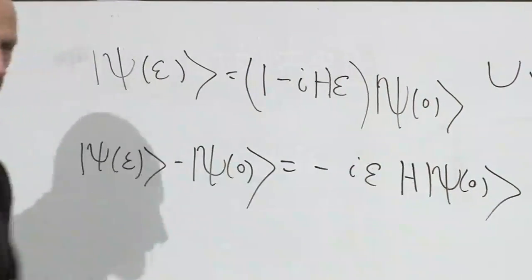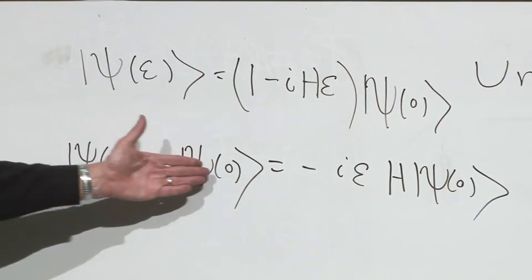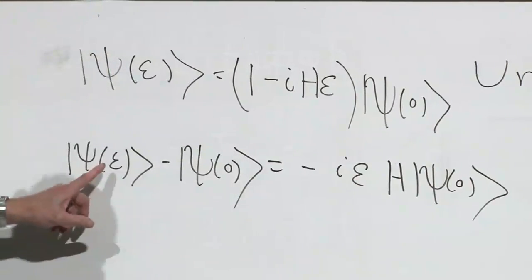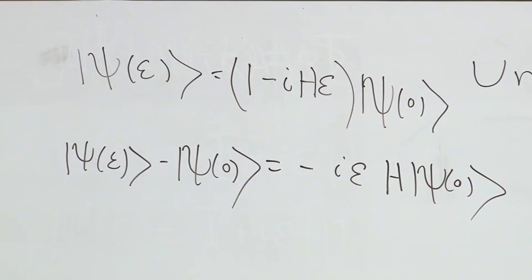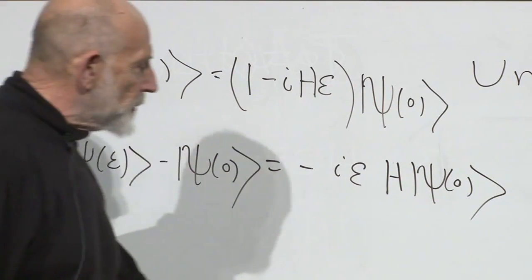Now, as I said, this 0 here doesn't have to be 0. It could be any time as long as epsilon is epsilon units after the starting time. Okay, let's divide this equation by epsilon.